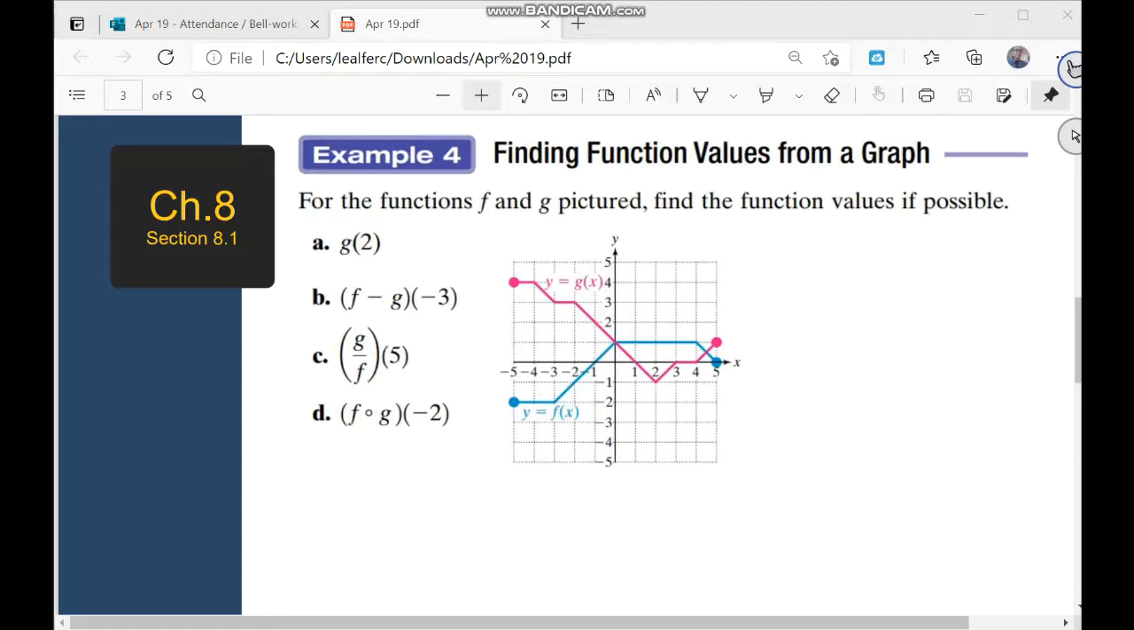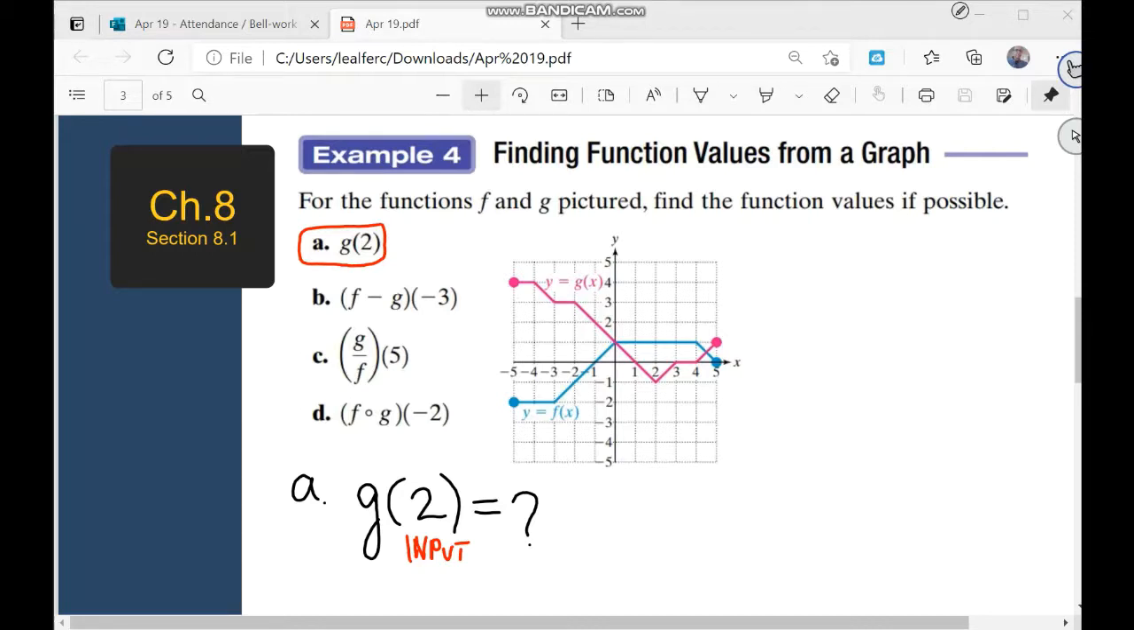Now find the first example, A, find G of x equals 2. How can you find out G of x equals 2? X equals 2 is the input. Okay, so x equals 2 is the input.